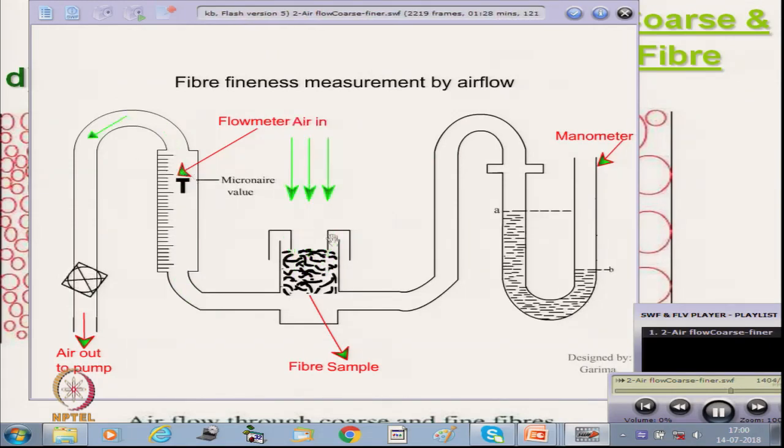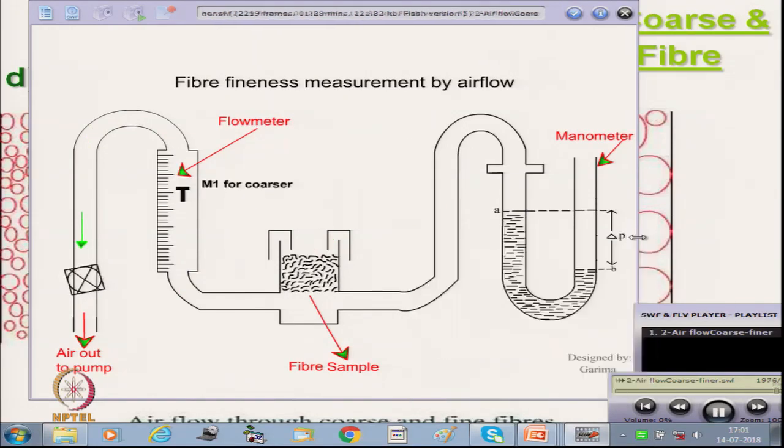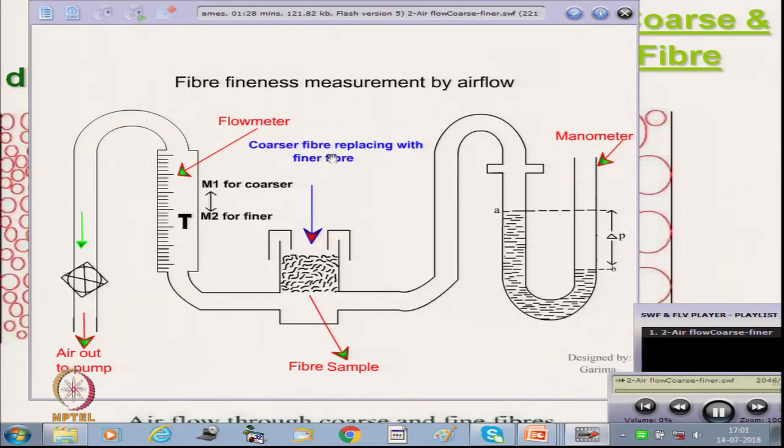Okay. Now, this coarse fiber is being replaced with the fine fiber. This is one particular fiber here. So, we are getting this float value. Okay. Now, this coarse fiber is replaced with the fine fiber. Now, it is fine fiber. Now, what happened? The flow rate has dropped. So, this is the change in flow rate. So, from there we can get an idea about how the flow rate is changing. Okay.